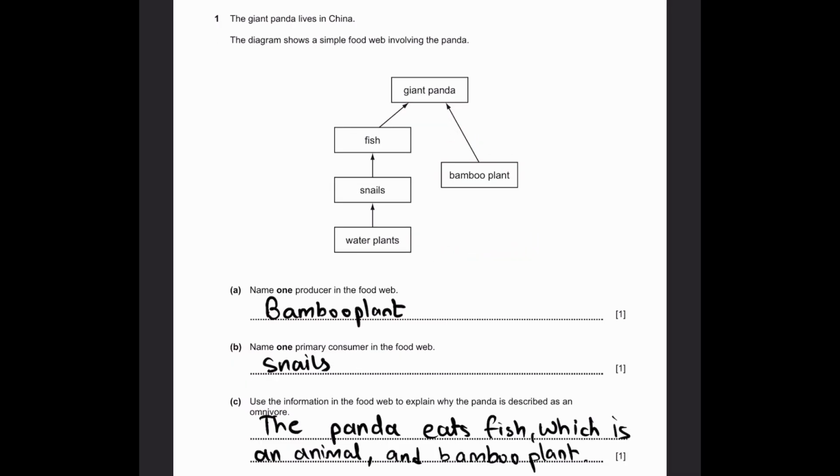C. Use the information in the food web to explain why the panda is described as an omnivore. We can see a giant panda eats fish, and that is an animal. So that means it can be a carnivore, right? Because it eats animals. But then, of course, it also eats bamboo plants. So it can be herbivore. But it cannot be both a carnivore and a herbivore at the same time using those names. So there's another name for something which eats both animals and plants, which is omnivore. That's why it eats fish, which is an animal, and bamboo plant, which is, of course, a plant.